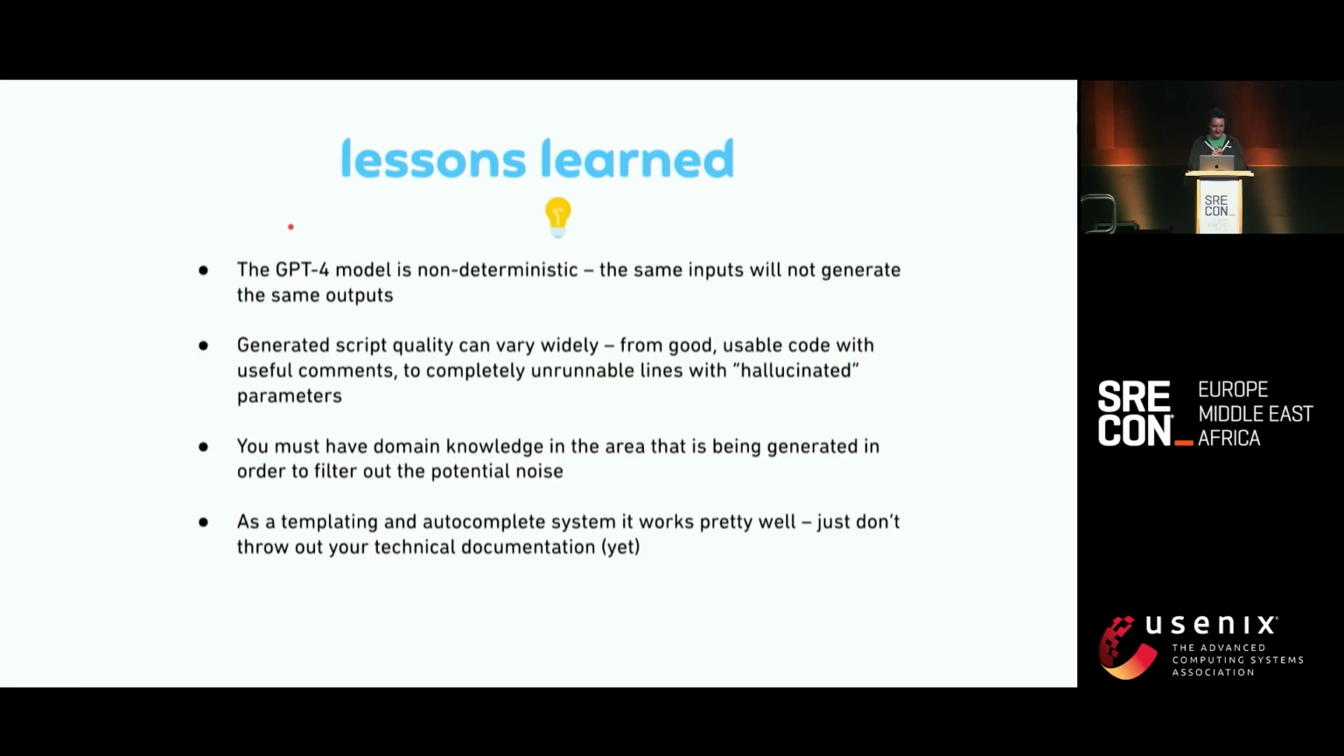But quickly, lessons learned on GPT-4: it's non-deterministic. You run it multiple times, you get different code every time. Obviously, the generated script quality can vary quite widely. And you must also have domain knowledge to throw out the garbage, all the hallucinated stuff coming in. But in my opinion, as a templating and autocomplete system, it works pretty well. It gets you pretty far with pretty much zero effort.